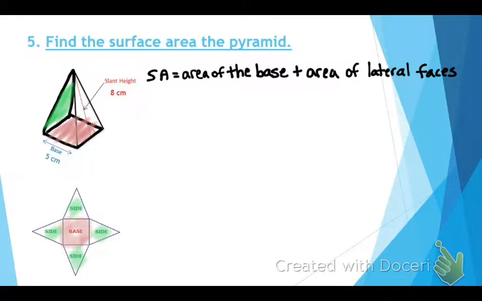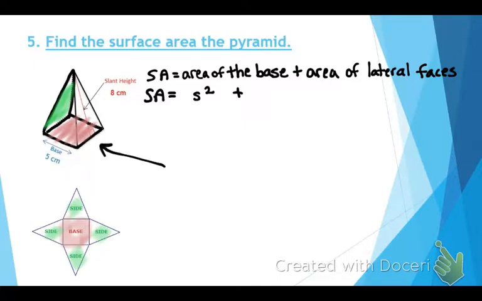So now we'll go ahead and start by plugging some things in, finding the surface area of the base. Remember, our base is a square, so you should have it memorized in your head. A equals S squared is how we find the area of a square. Plus, it says the area of the lateral faces. Well, you have to figure out how many different lateral faces there are.